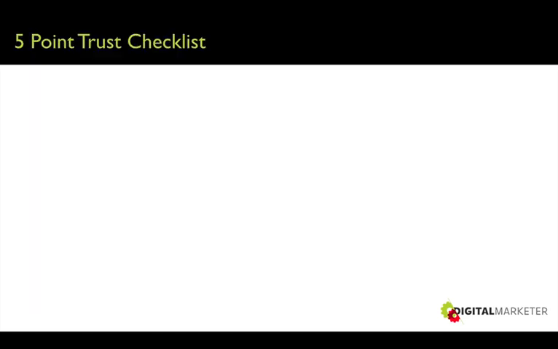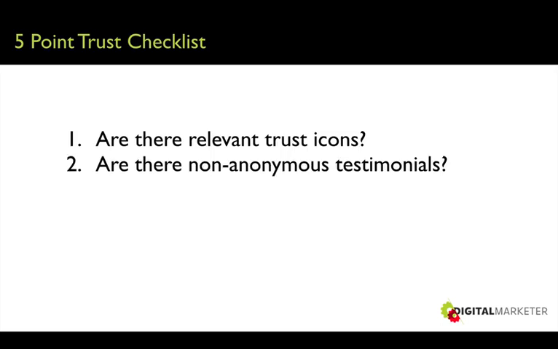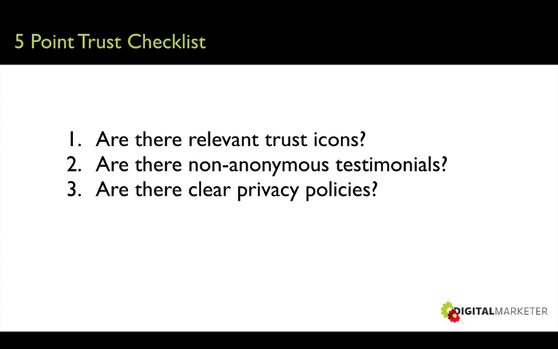All right, so let's now move into trust, which is number 3. People will not do business or give information to people they do not trust. I think that's very simple, and that's why a lot of companies have issues on the web. Okay, so here's the 5-point trust checklist. Are there relevant trust icons? Are there non-anonymous testimonials? Because really, people are smarter than I think we give them credit for. Anybody can make a fake testimonial, and unless you have a face, a title, and a name associated with it, I think a lot of people will just write that off as some clever copywriting.